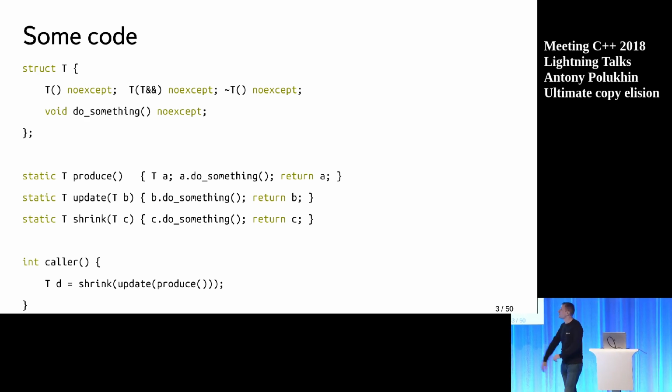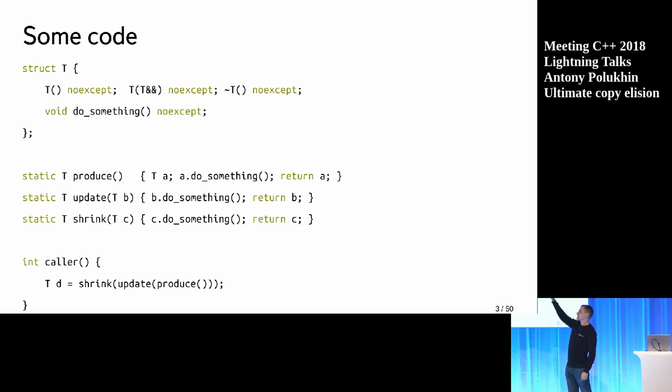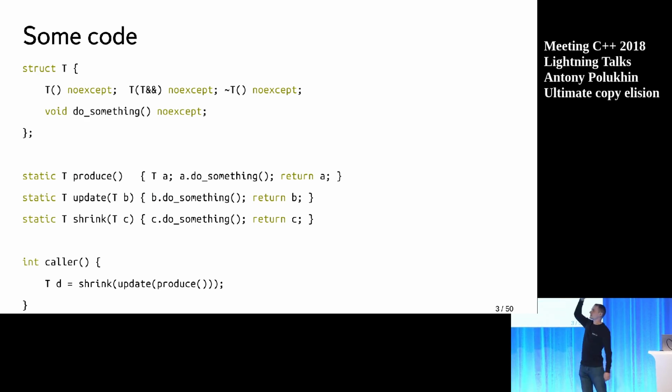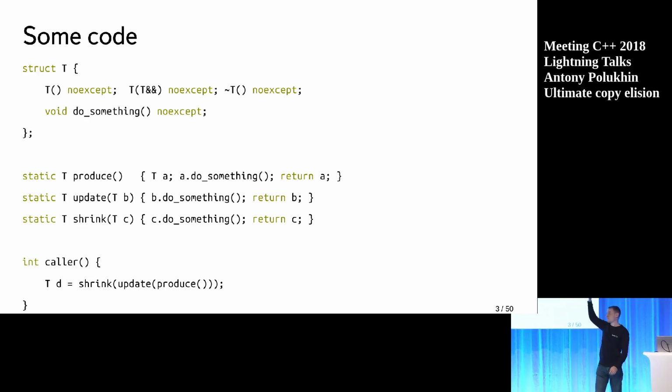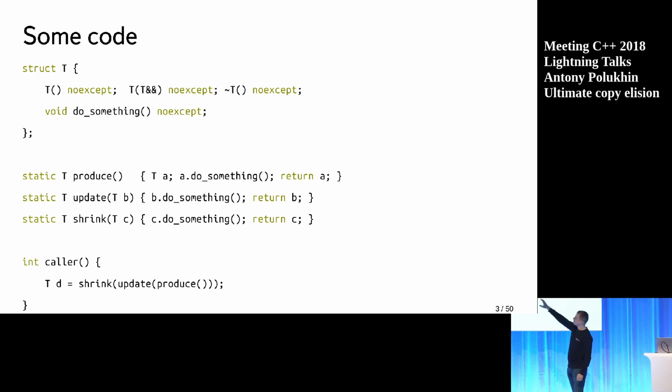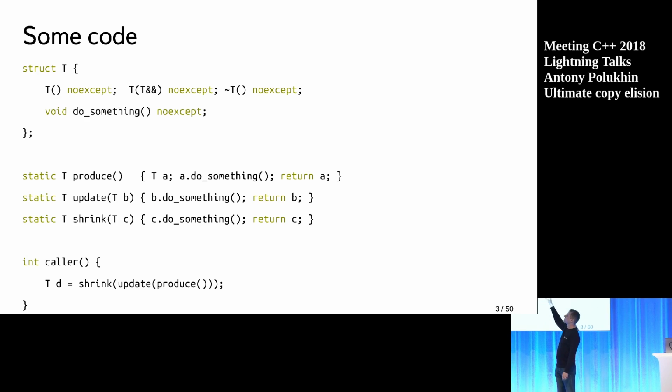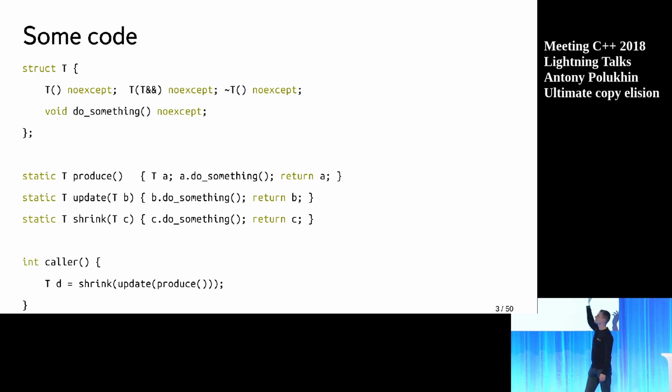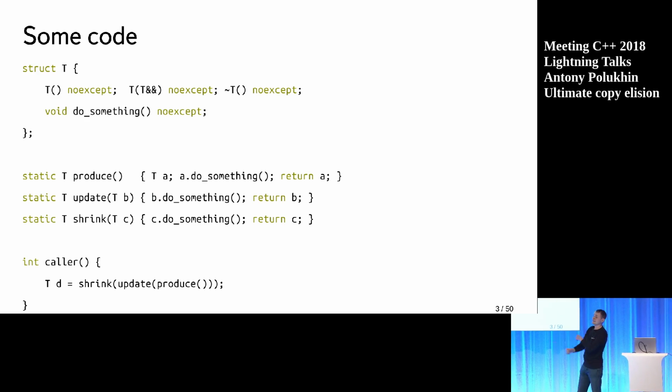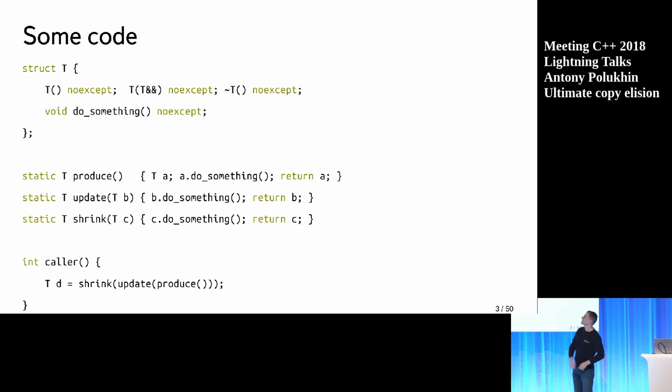What do we have here? We've got some structure. It has default constructor, move constructor, destructor, some member function in it. And we've got three static functions. Produce function creates an A variable, does something with it, returns it. Function update accepts a B variable, does something with it, and returns a B variable. And shrink does exactly the same thing. Finally, we've got a function caller, and it calls produce, update, shrink, and stores some result.